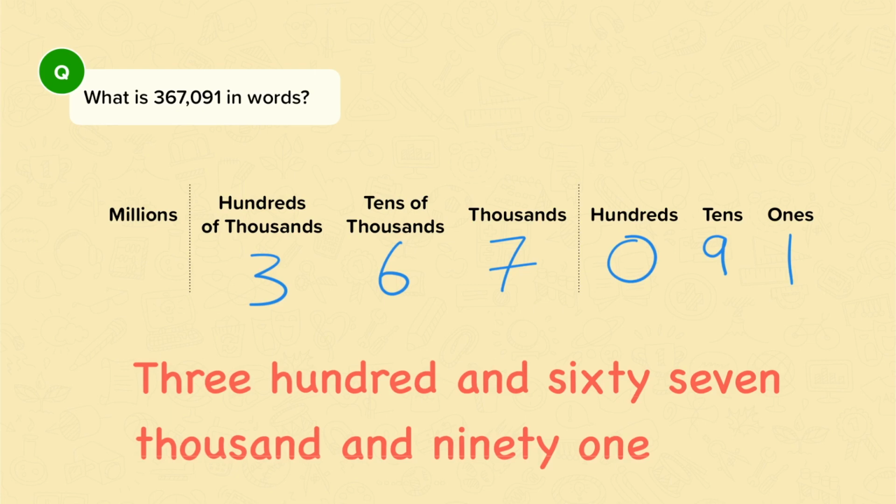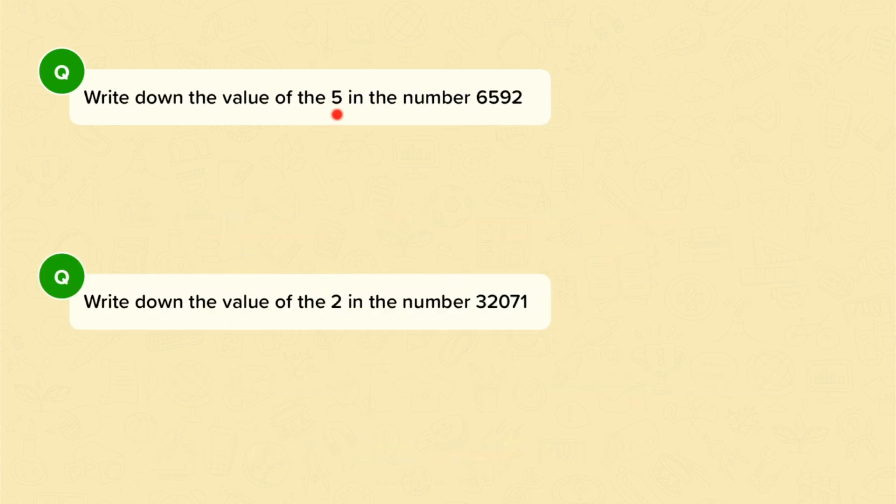Very well done if you wrote down 367,091. Write down the value of the 5 in the number 6,592. So we care about the number 5. Now it's when you need to know your place value. So these are our units, tens, and hundreds. Now there are actually 2 answers you could write in the exam. As the 5 is in the hundreds column, you could write down 500.